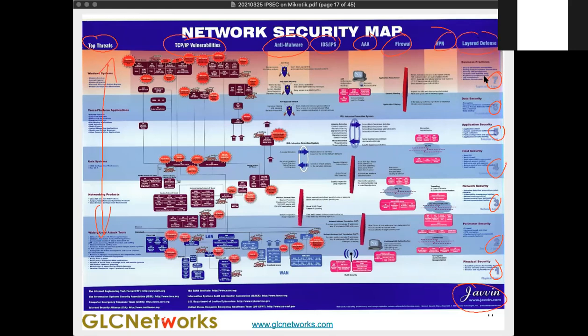For example, in order to provide security on layer 7, these are the technologies. And here are layer 6, layer 5, layer 4, and 3. Where is IPsec? IPsec is part of VPN here, in order to make sure that our communication is secure.